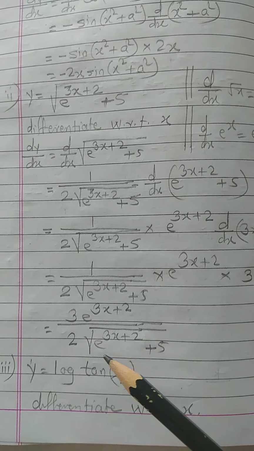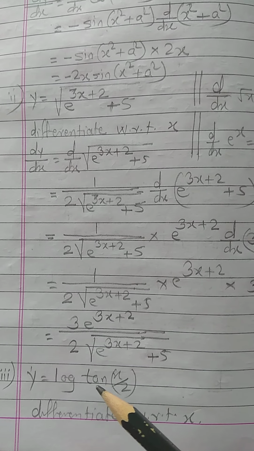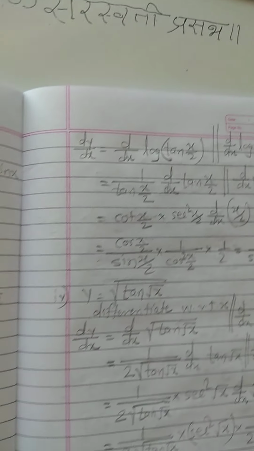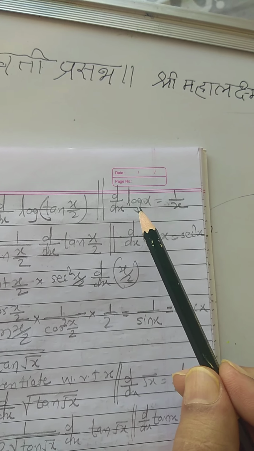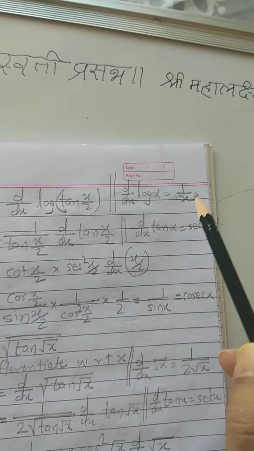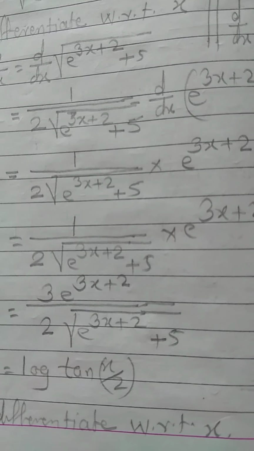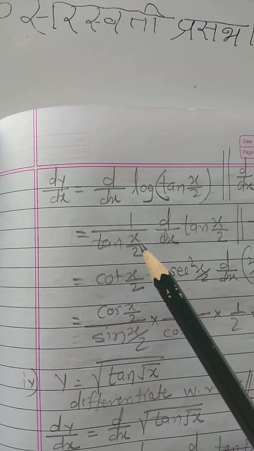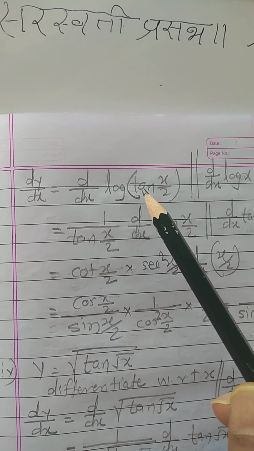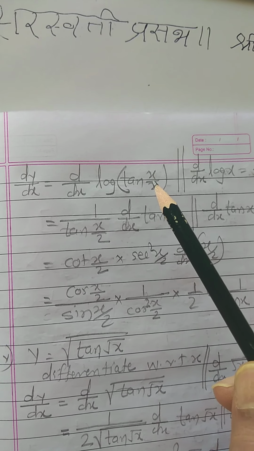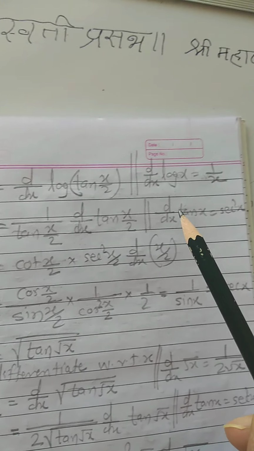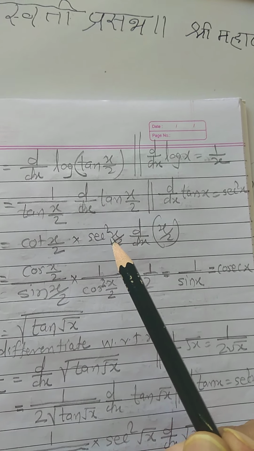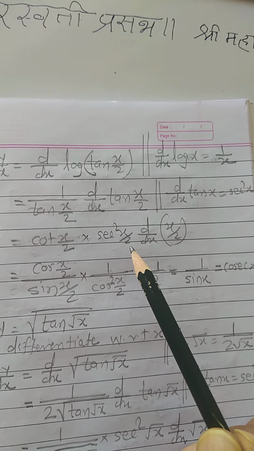Roman 3: y equal to log of tan of x by 2. We know that derivative of log of something is 1 upon that thing. Then derivative of log of tan will be 1 upon tan. But we have to take derivative of tan of x by 2 now. Derivative of tan is sec square. So derivative of tan of x by 2 will be sec square x by 2.